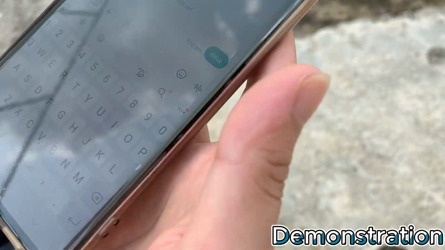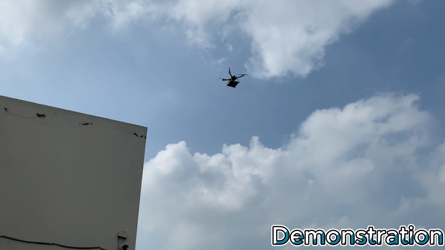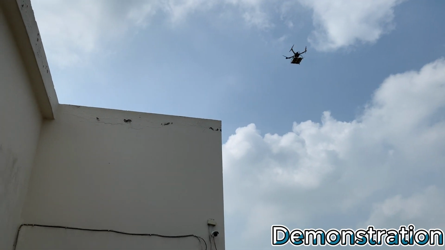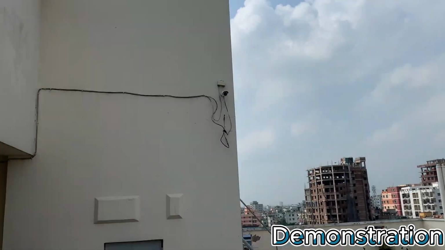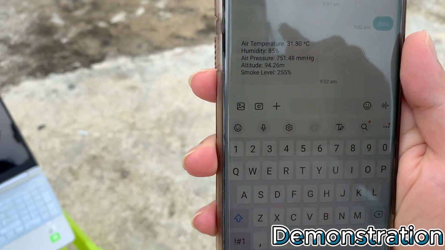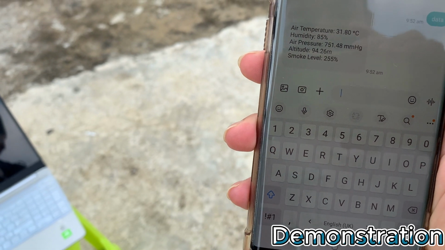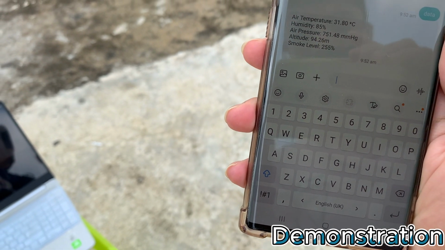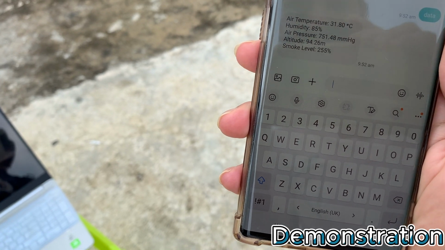So focus on the drone meanwhile. So let's wait for the SMS back. Meanwhile, the camera is focused towards the drone. Yes, I have received an SMS back with all the information, as you can see, with all the weather parameters. But the smoke level is being a bit ambiguous. The reason behind this is maybe it's lacking power. Maybe my batteries are running short of voltage.